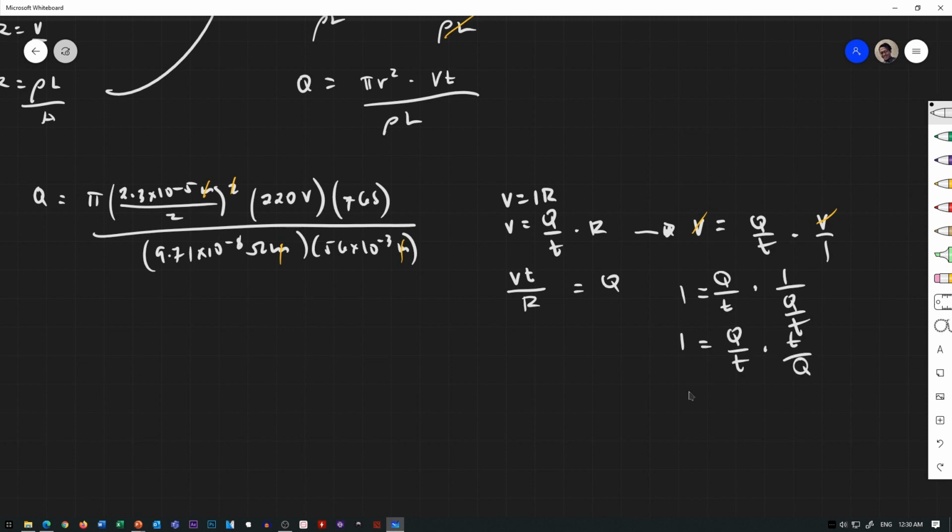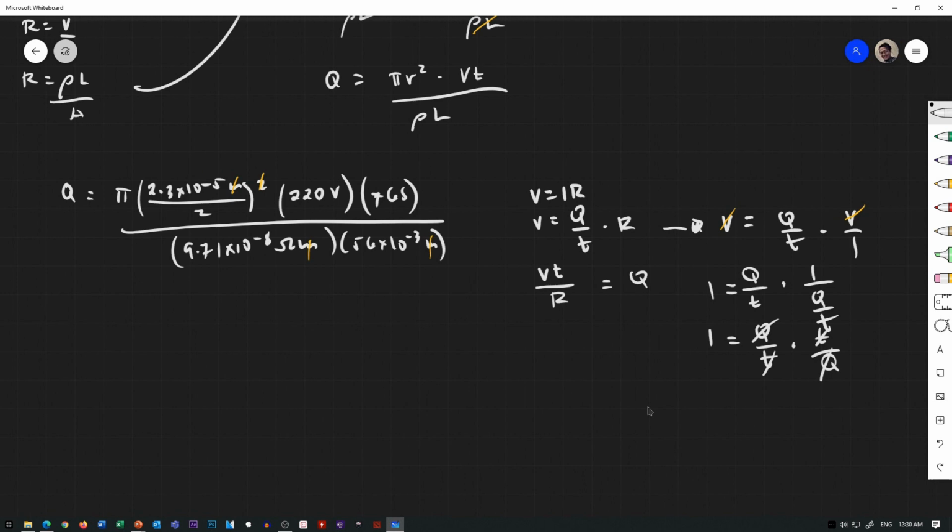As you can see, you can cancel out each other, which shows the value 1 is equal to 1, which shows that this derivation will work. Okay? So there you go. You can now proceed on substituting this value on the calculator to find the final answer.